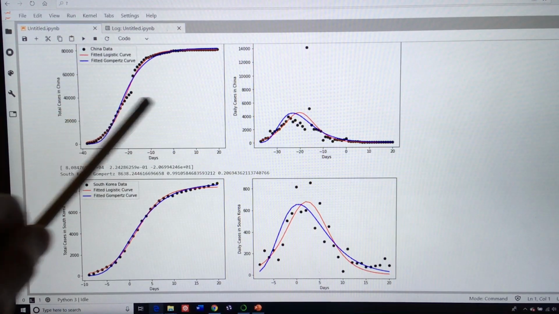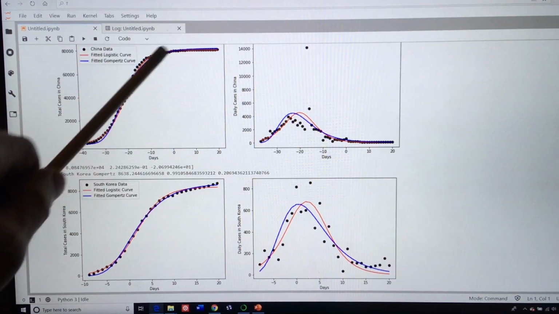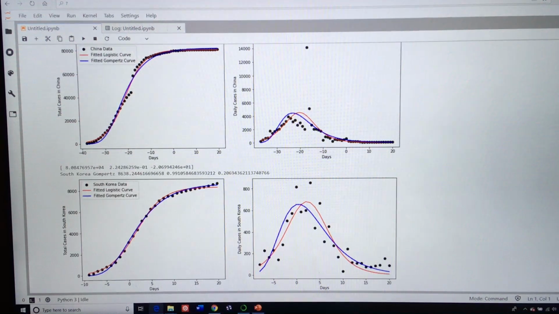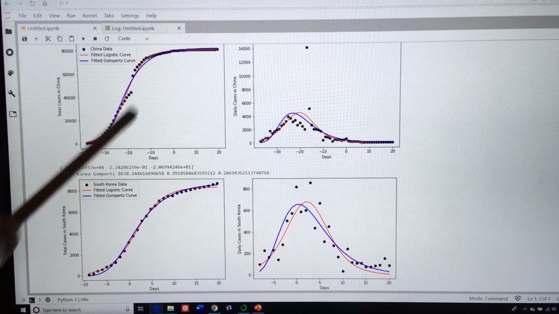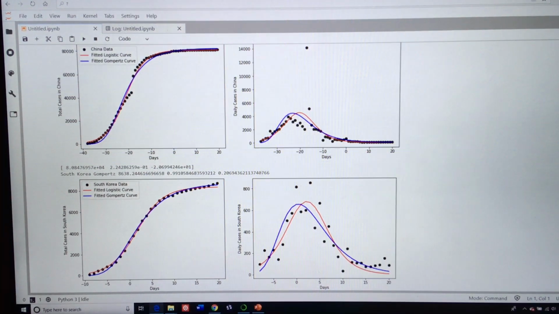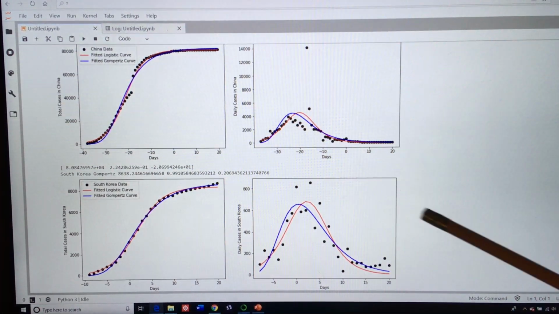So this top row is for China. This is the cumulative number of cases. The black dots are data, and then the blue and red curves. The red is a logistic curve fit, and the blue is a Gompertz fit. And then this right-hand thing is the number of daily cases.